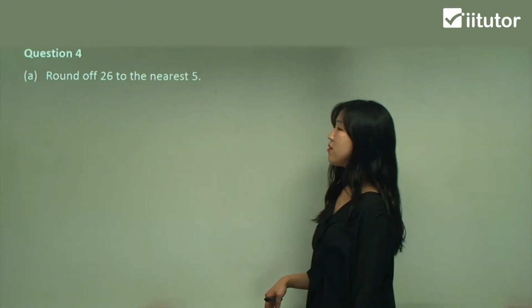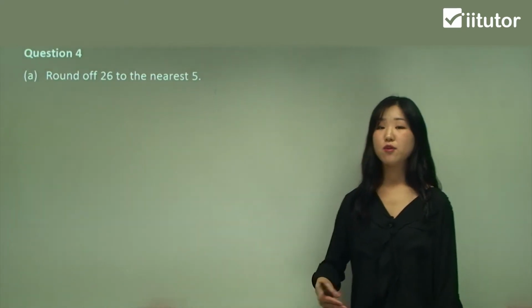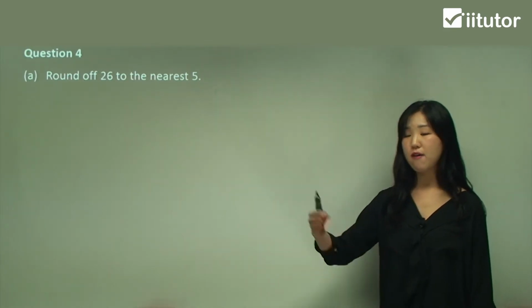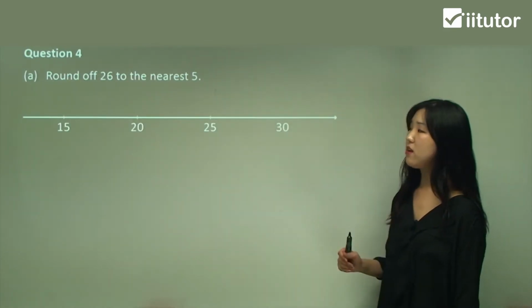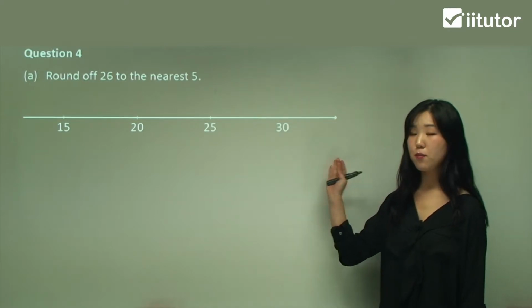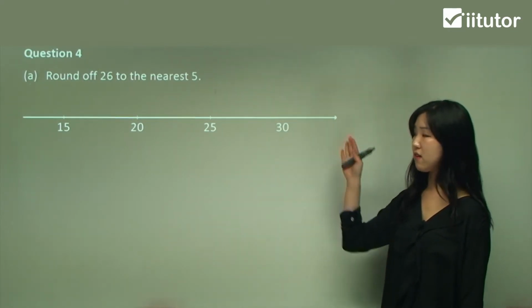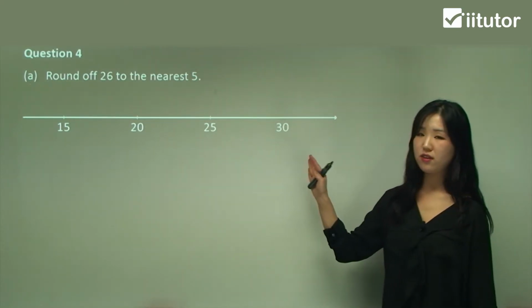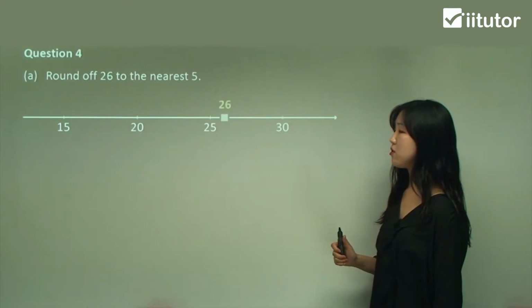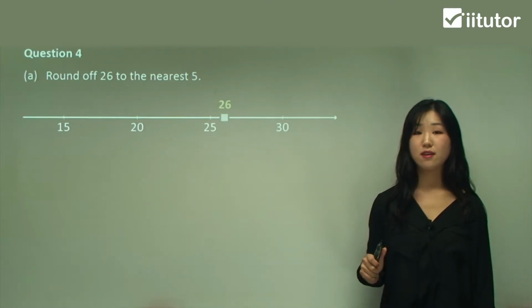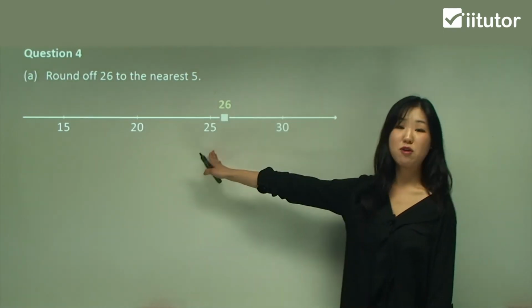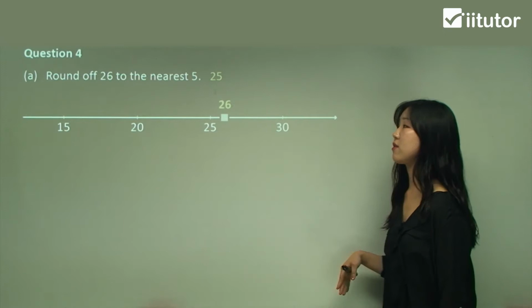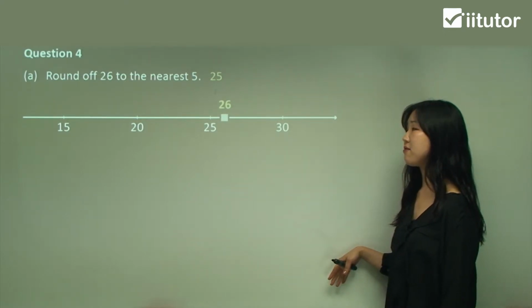Question 5, round off 26 to the nearest 5. So it's going up by 5, so 0, 5, 10, 15. But this one, because the number is 26, I'm going to put the multiples of 5 that are approximately close to 26. So 15, 20, 25, 30. And I know that 26 is in between 25 and 30, isn't it? And as you can see, it's much closer to 25, so therefore it's 25 to the nearest 5.